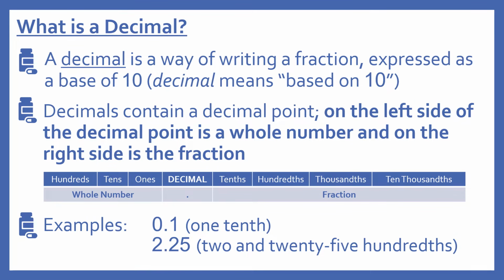You can see the decimal there. On the left, you have the whole number. This will be the hundreds, tens, and ones places. And then on the right of the decimal, that's the fraction portion. So that would be tenths, hundredths, thousandths, 10,000ths, and it keeps going. For example, 0.1 would be 1/10. 2.25 is 2 and 25/100ths.